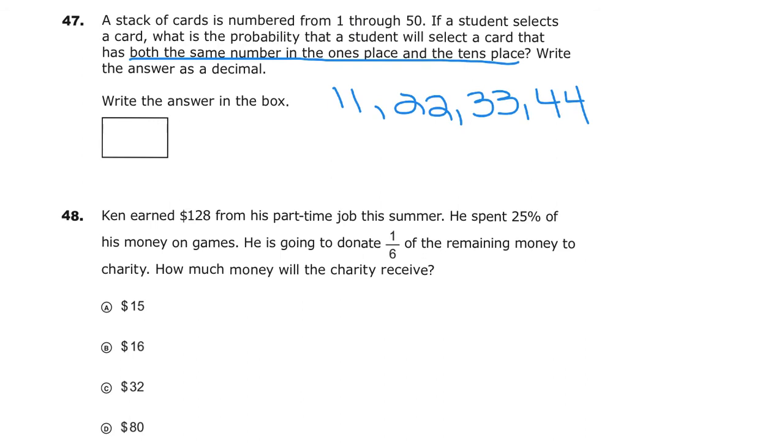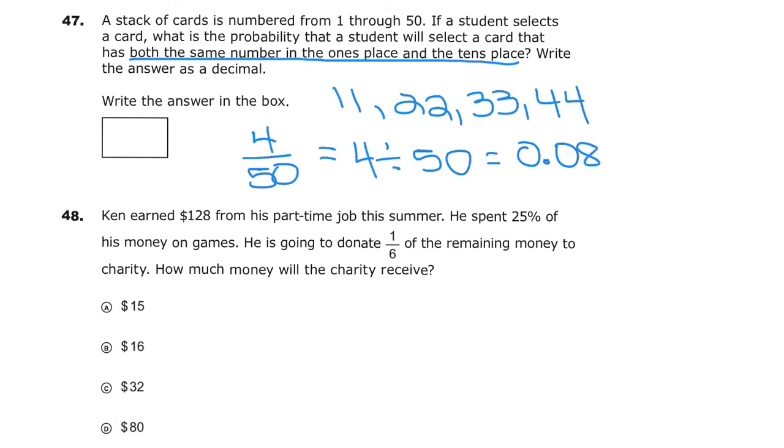How many numbers are we looking at? 4 out of 50. And this says to write the number as a decimal. So 4 divided by 50. And what decimal value do we have? Keelan? 0.08. Excellent.